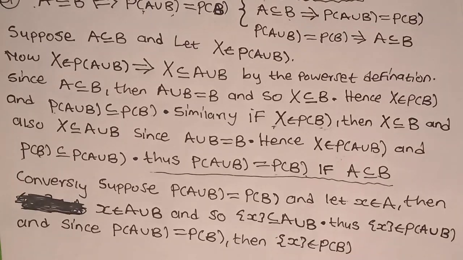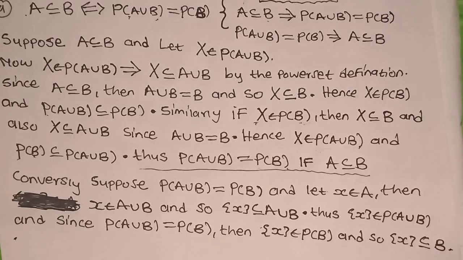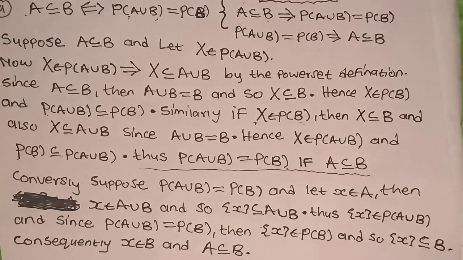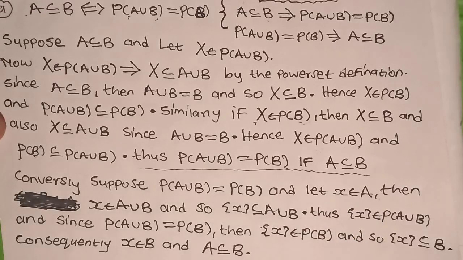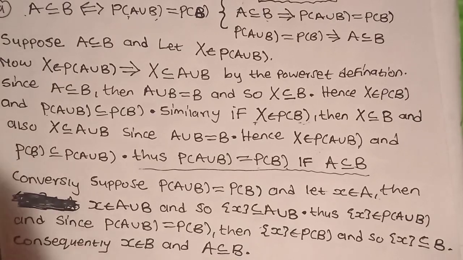And so singleton X is a subset of B. Consequently, X is an element of B. Since we assumed X is in A, then we found out that X is in B. So it follows A is a subset of B, and this concludes the proof.